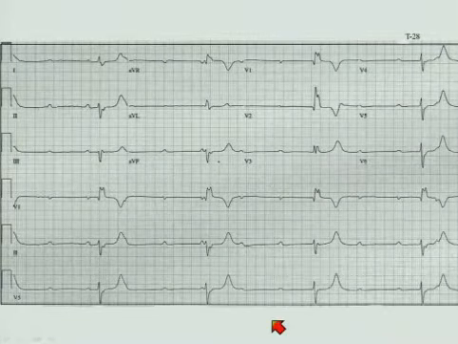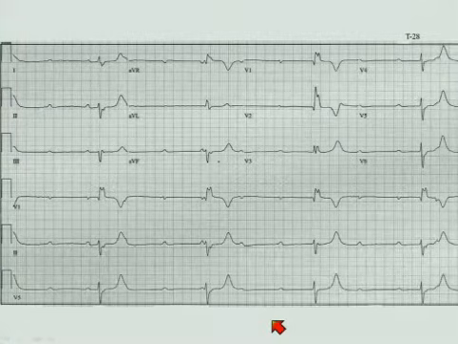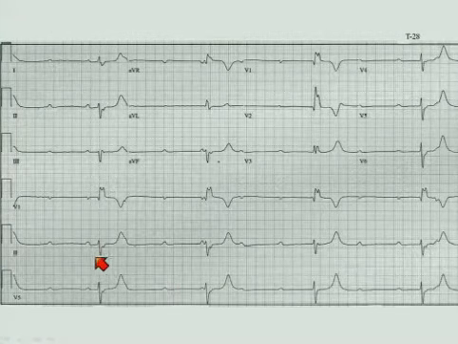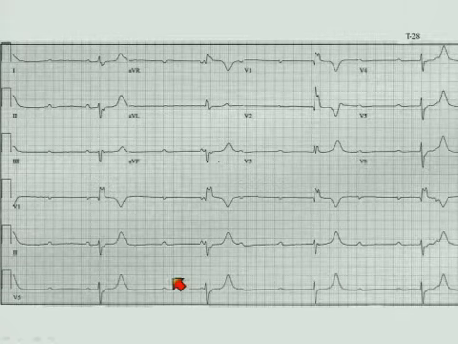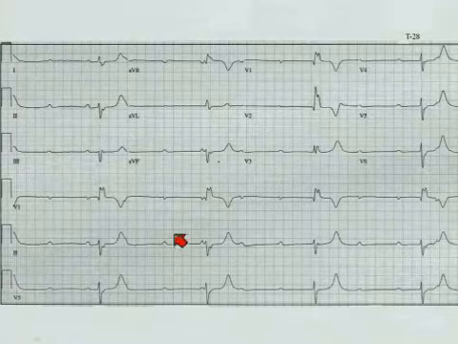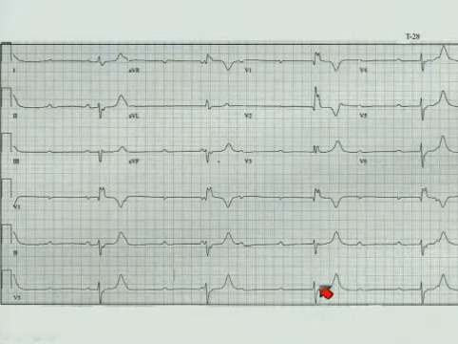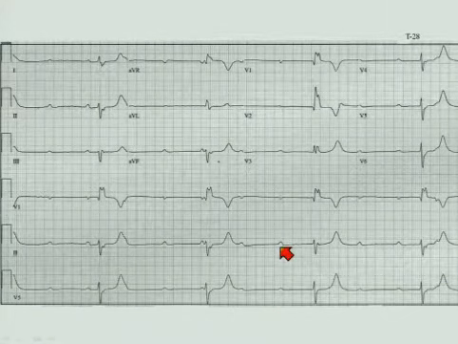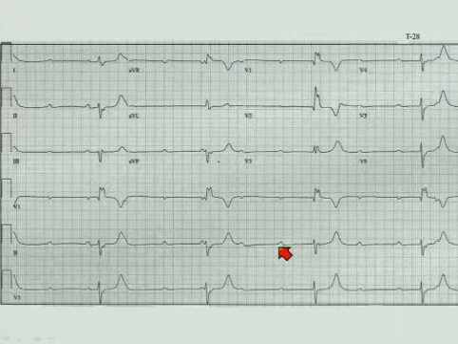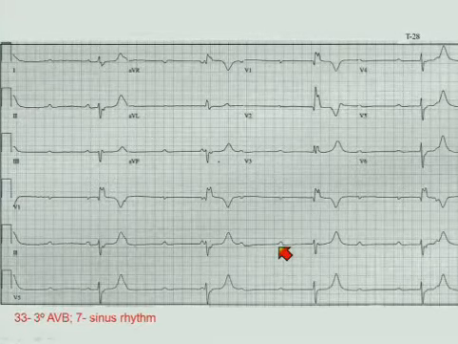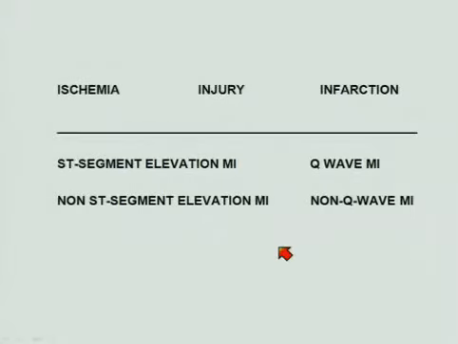And here is just complete heart block. Not only do you have AV dissociation, none of the P waves have anything to do with the QRSs, but you also have P waves way out here in the middle of the desert that should have conducted. Certainly nothing is interfering with these, and yet they did not conduct. Complete AV block. All right, let's shift gears now and move a little bit into ischemia, injury, and infarction.